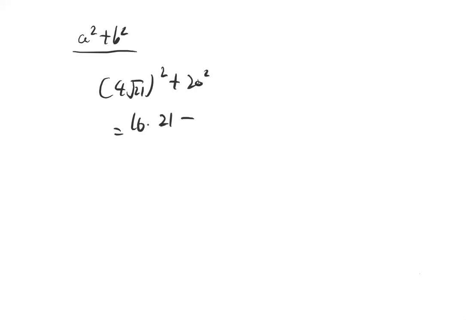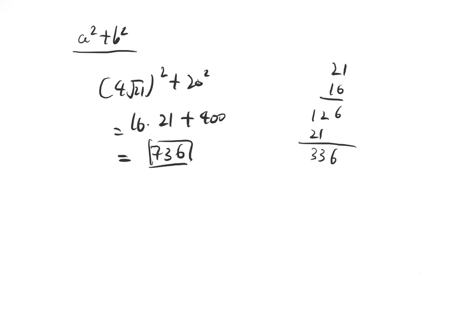So the question asks, what's the value of a squared plus b squared? We have 4 root 21 squared plus 20 squared. This is 16 times 21 plus 400, and it's like 736 or something. Let me just check really quickly. Yeah, 736. And that's question 5.